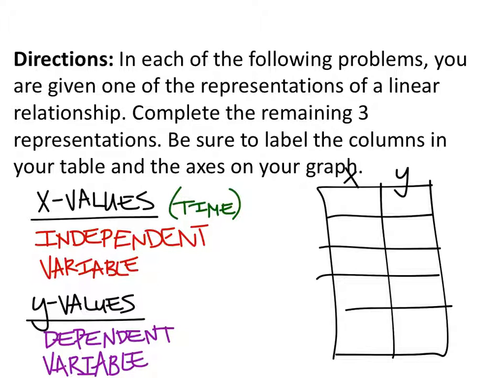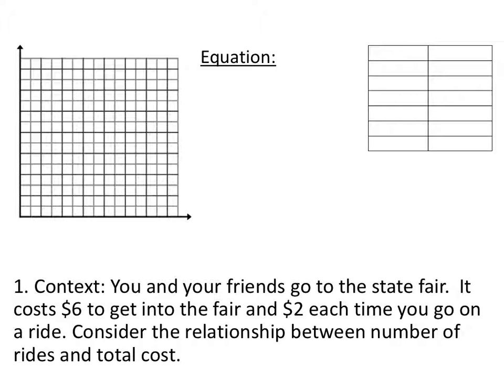Otherwise, we're going to get them switched up, which is going to cause us to lose credit on those. So here's our first context. This is our first story. You and your friends go to the state fair. It costs $6 to get into the fair and $2 each time you go on a ride. Consider the relationship between number of rides and total cost. Take 1 minute to create the table, the equation, and the graph with your neighbor based on this story.